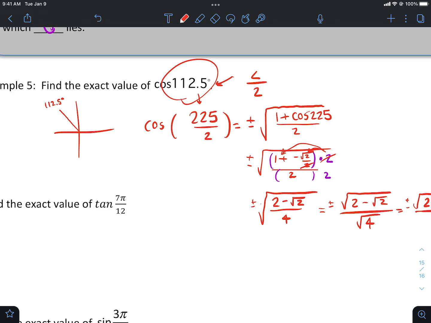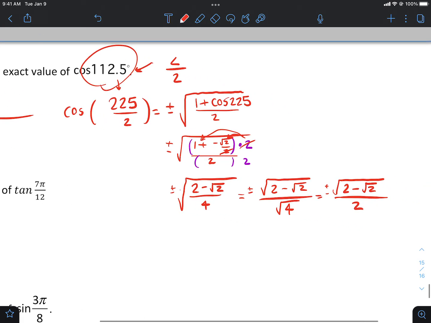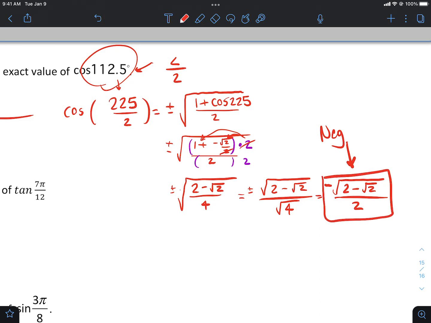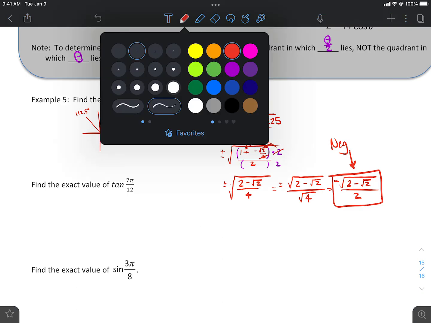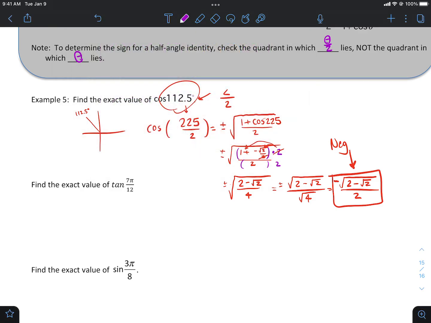Since cosine is negative there, your answer needs to be negative. So I'm going to take off that positive part and put the negative out in front. You could technically do that at the beginning. Maybe I'll do that on the next one, so we don't have to worry about that so much. But that is it. It simplified down a little weird, but that'll be your answer, and that'll be as simplified as we take it. Okay, so let's try out this next one.